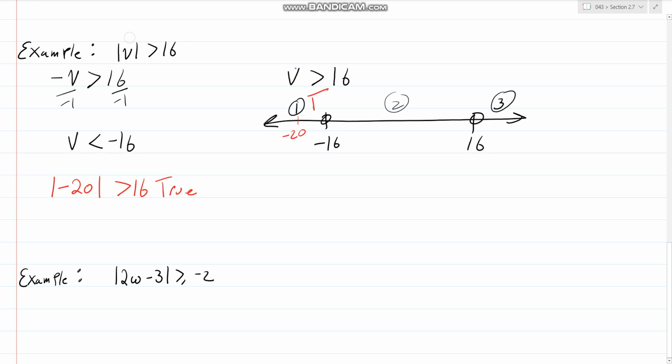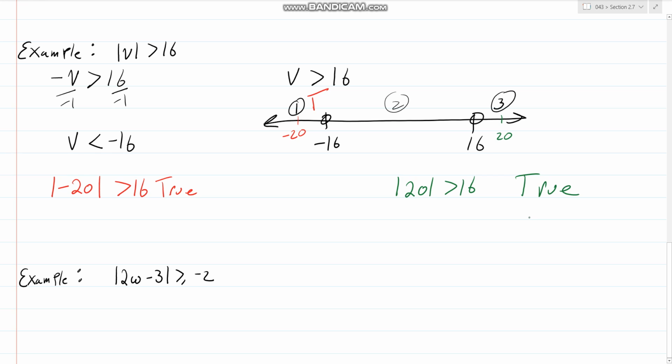Now, what about the other region, region 3 here? Numbers that are greater than 16, let's just pick 20. So 20 is a number that's greater than 16. Let's plug it in and see if it works. So the absolute value of 20 is greater than 16. Yep, that's true. Okay, so that's a true statement.